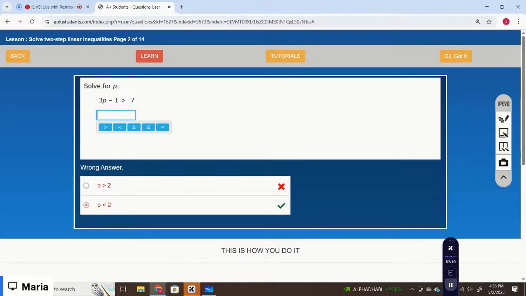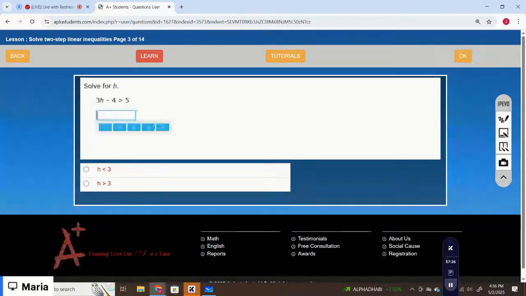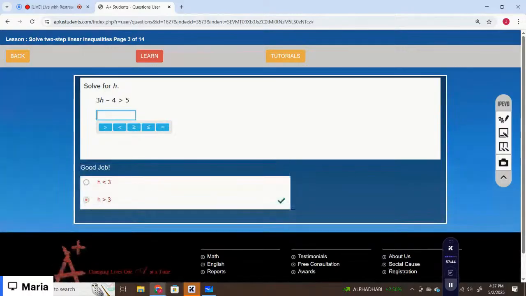P is less than 2. Okay, got it. 3h minus 4 is greater than 5. So which is the correct option? That is h is greater than 3. Option number 2 is the correct option.